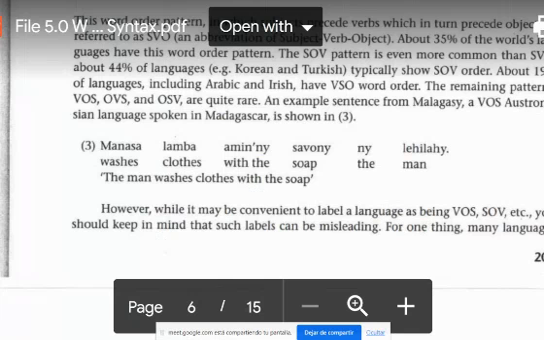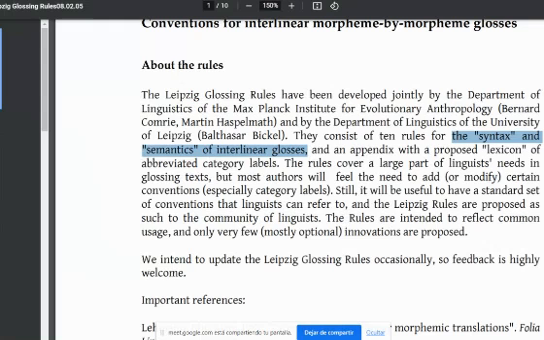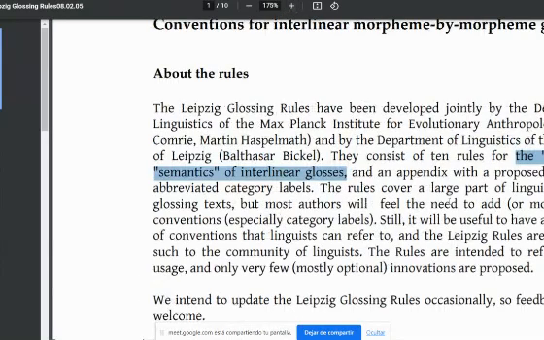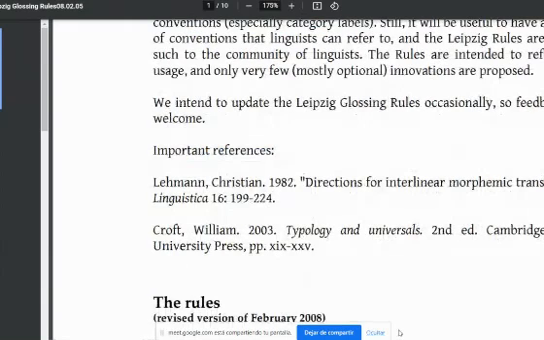Interlinear glosses. These are glosses, the interlinear glosses that the author is showing. The rules cover a large part of linguists' needs in glossing text, but most authors will feel the need to add certain conventions, and so on. When you are going to study or teach linguistics, you need to be familiar with the Leipzig rules. Let's see, rule number 1.